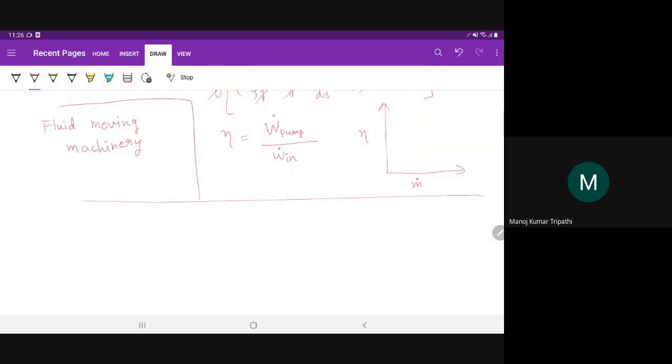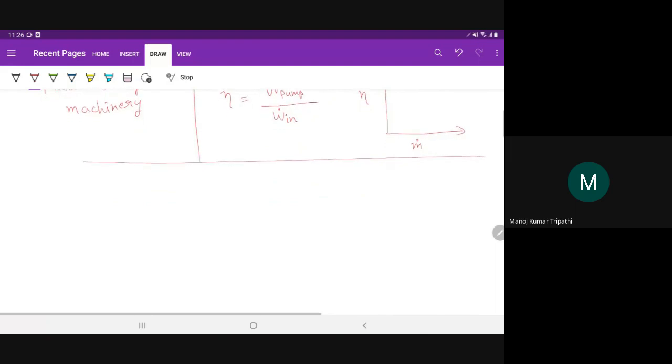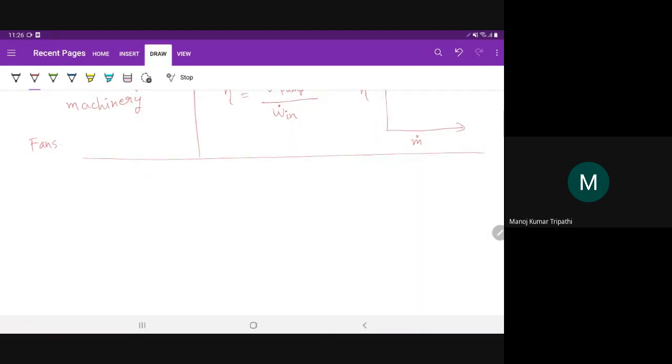So the fan or the cooler that you have at your homes, so those are also fluid moving machinery because they move the fluid. Which fluid do they move? Fans and coolers move air. Okay. So fans, blowers, pumps, all of these are fluid moving machinery. So a similar analysis can be done for fans and blowers also. They just move air instead of a liquid.